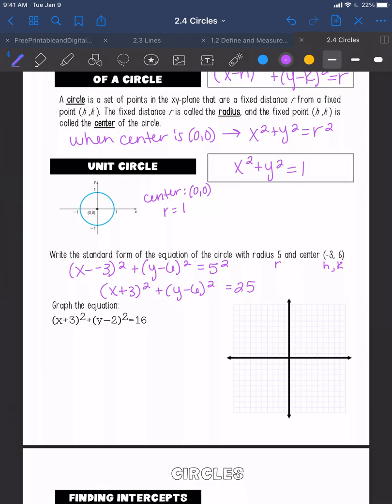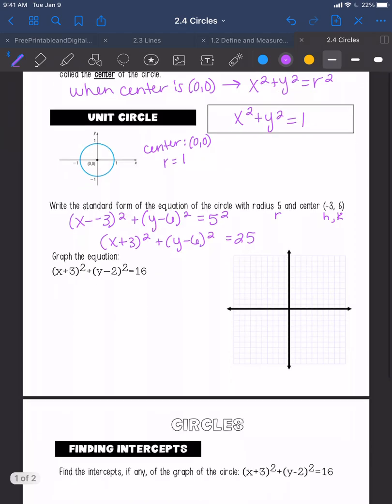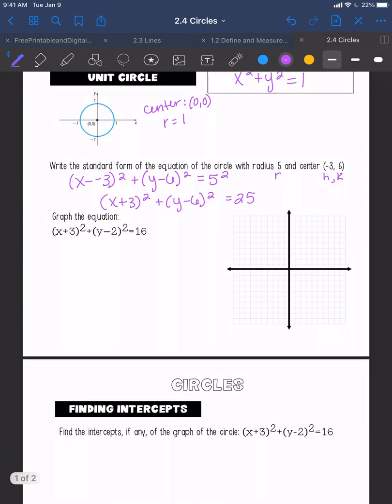And next here, we're asked to graph the equation as shown there. In order to graph an equation, we need to know what the center and the radius is. Since this is written in standard form, we can easily gather that information. So the center, remember this is where I say think opposite, is negative 3 for the x value, positive 2 for the y value. And then our radius, remember this part of the equation is the radius squared, so we need to take the square root of that, so the square root of 16 is 4.